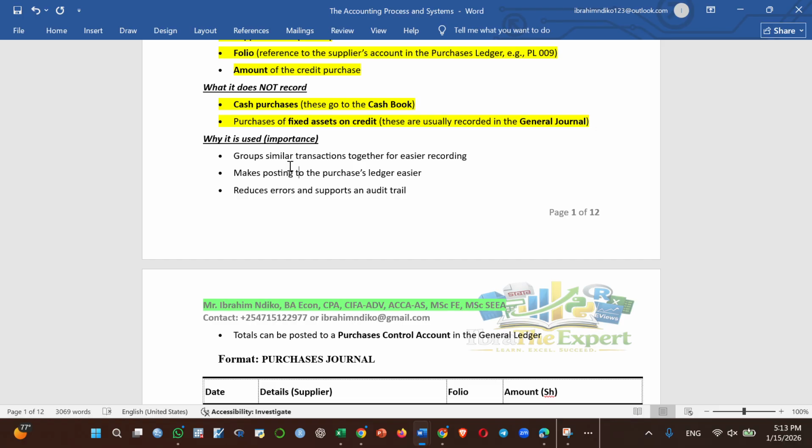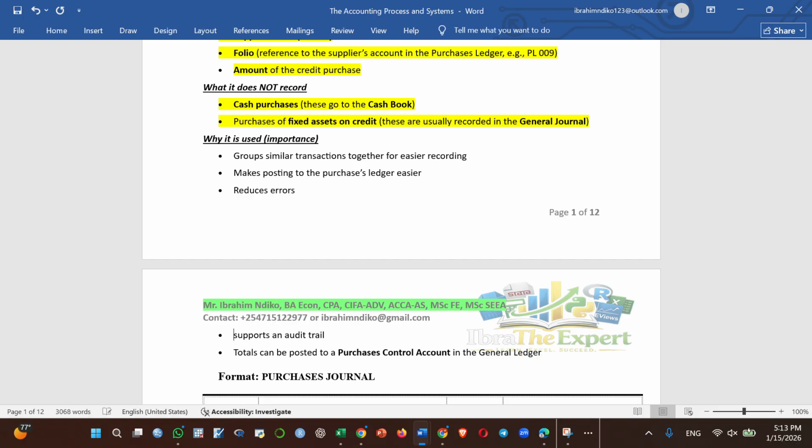It also reduces errors and supports audit trail. So number one, it reduces error. That's important. Let us put these two points separately. We say it reduces error, and the next point we say it supports audit trail. So when the people are coming to do audit, they can easily follow what was being recorded by the accountant.